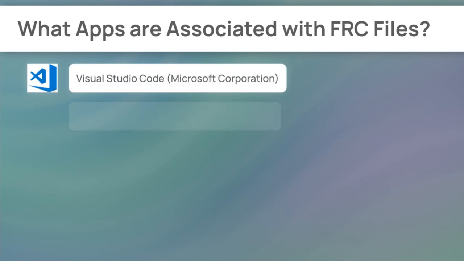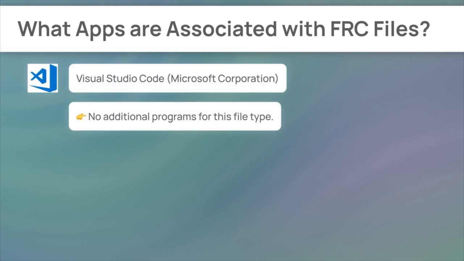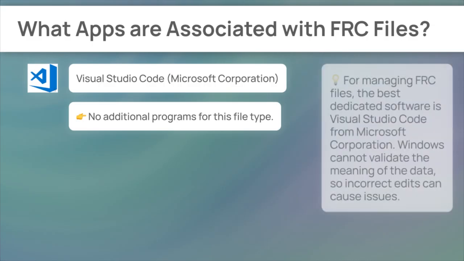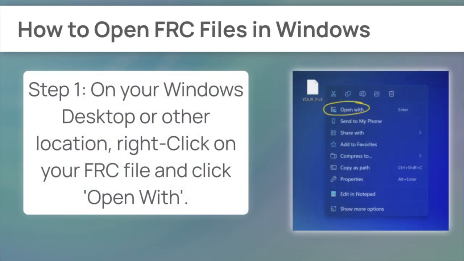The reference software for validating FRC integrity is Visual Studio Code from Microsoft Corporation. Windows cannot validate the meaning of the data, so incorrect edits can cause issues. Windows does not execute scripts automatically, so they must be run through a supported runtime or shell. We'll conduct a full scan of potential openers now.